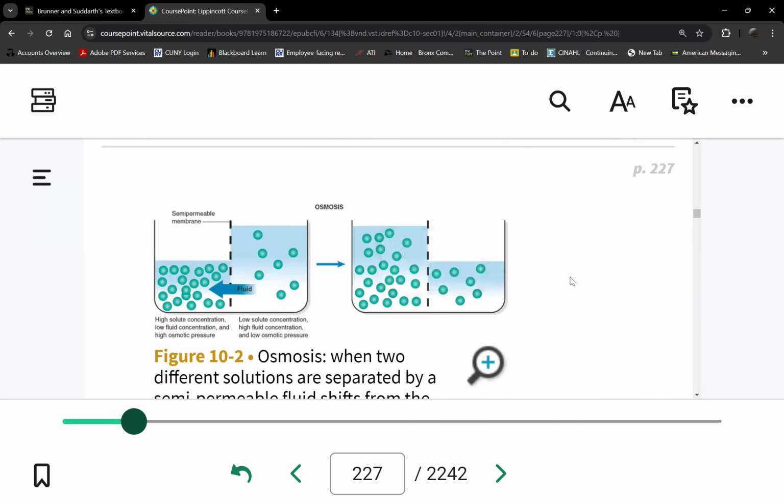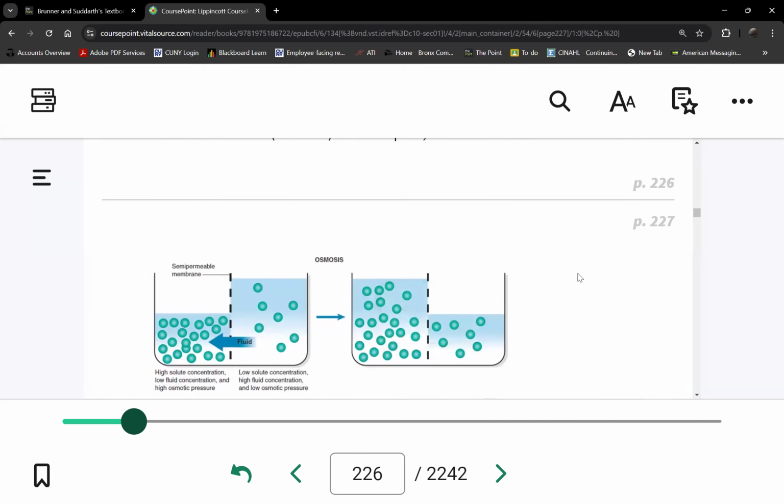Here's an illustration of osmosis. So what does osmosis say? If you remember from Dr. Farrington's class, water will move from where to where? Water will move from an area of lower concentration to an area of higher concentration.